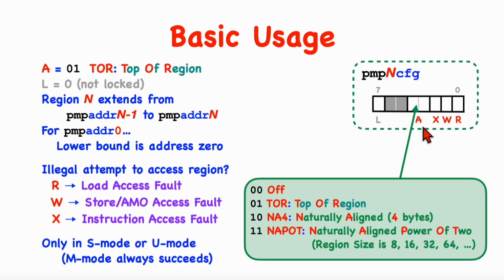Now let's take a look at the so-called address matching field. This is a 2-bit field with these possible values.